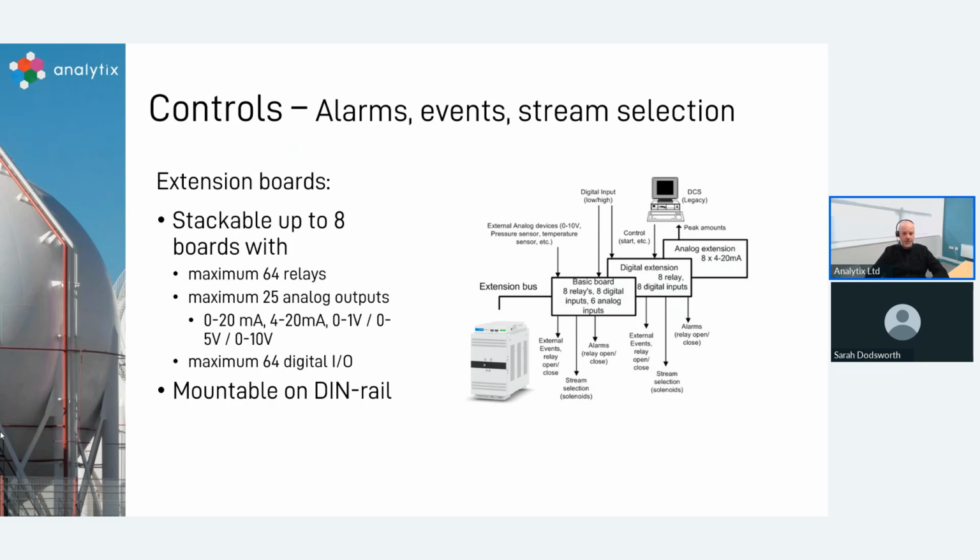We've also got the option for stream selection, which I'll come on to in the accessories. We can take multiple streams into the front via Vici valves that allow us to sample with one analyzer from multiple parts across a plant or process. All of these extension boards, if they are needed, can be mounted on industry standard DIN rails, as can all the accessories, which we'll see in one of the later slides.